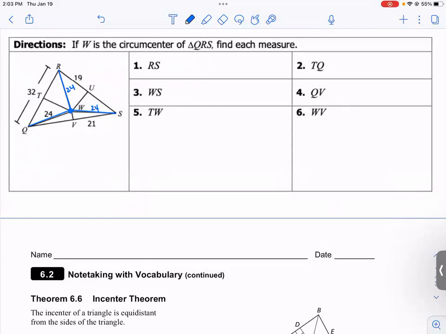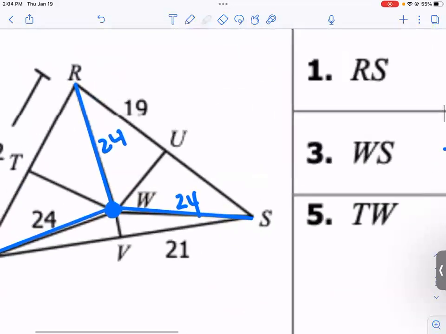So right here, where it asks for WS, we can put that that is 24. Now it's asking for RS. Okay, so I'm going to zoom in. RS is this segment right here. Okay, well, if we know that this is a circumcenter, then we know that this is a perpendicular bisector. So what's true about the measure of US? Oh, yeah. Okay, so we know it's 19.